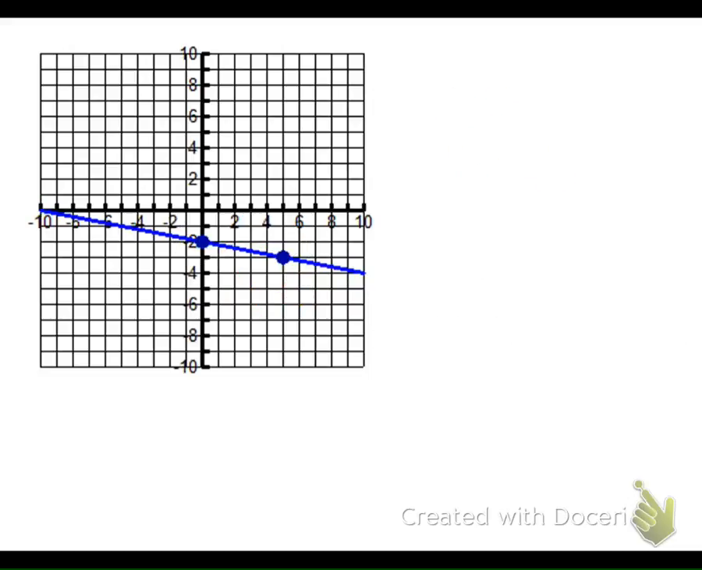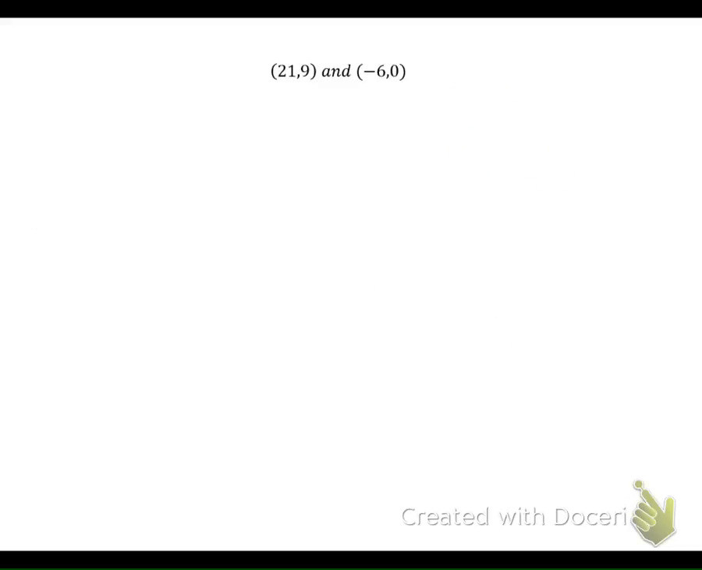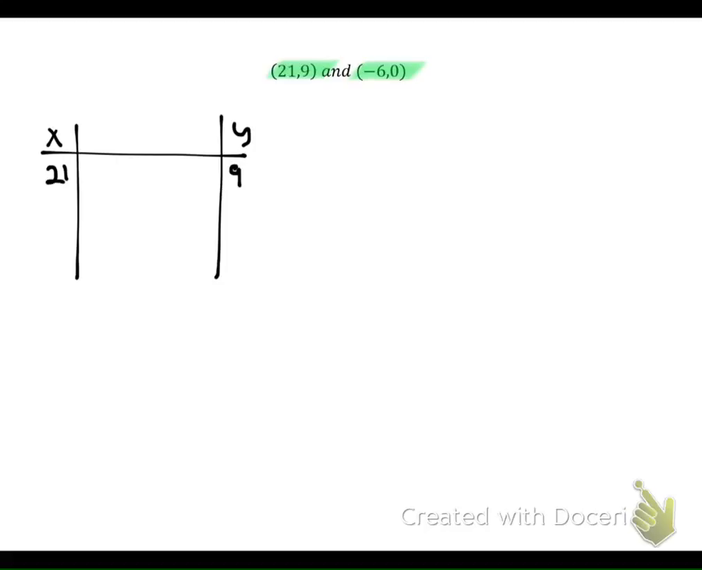The last example I'm going to see is when we have just 2 points. That's all they've given us. Again, since I have coordinates, I like to make a table. So I'm going to go ahead and make my table to set things up with my x's and my y's. I'm going to go ahead and put these in my table. I have 21, 9, and negative 6, 0.